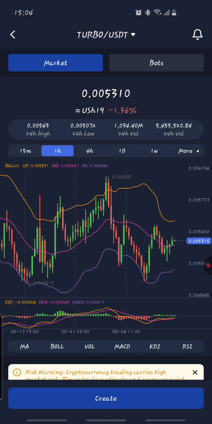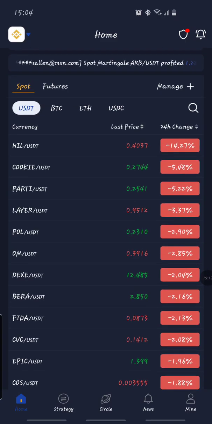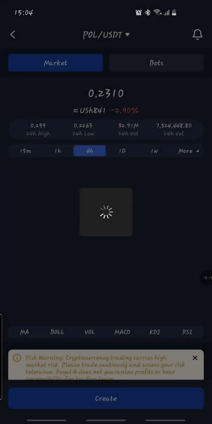When you come here, you have to try to enter the market when the candles are down, like when the market is down, so that any upside can quickly come and you can come out of the market. And then also for the case of POL, you can do that.